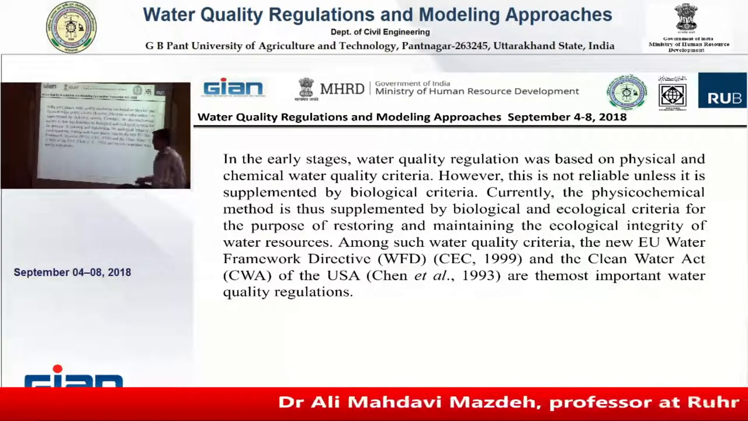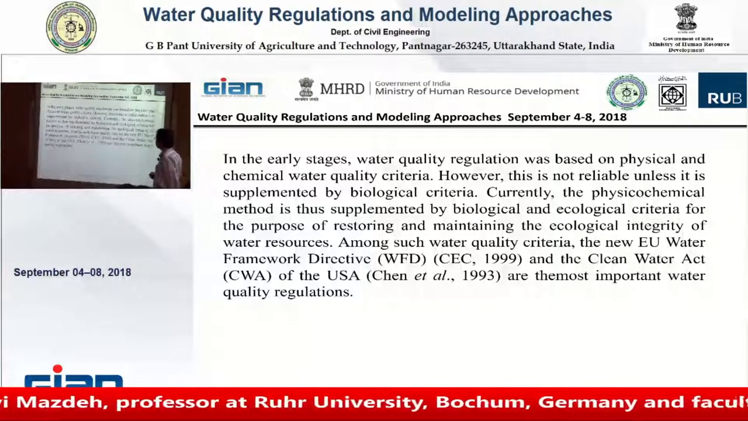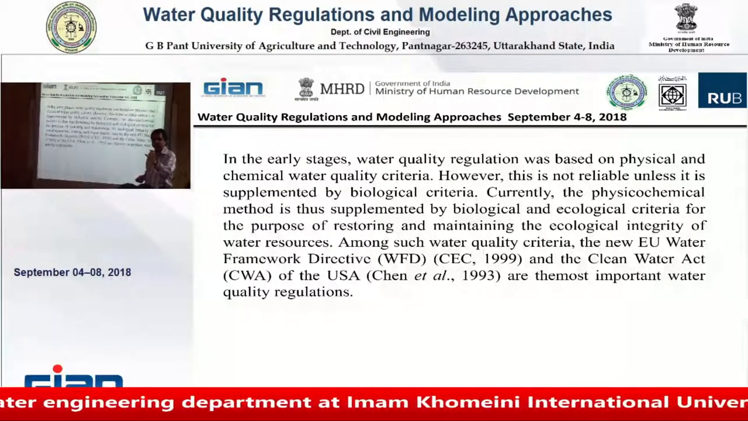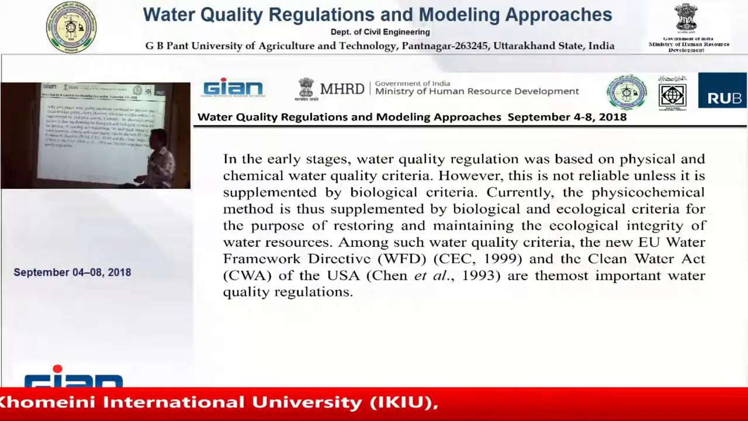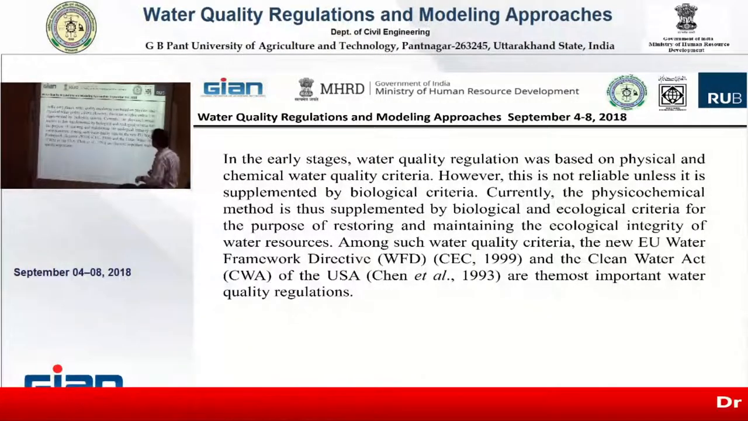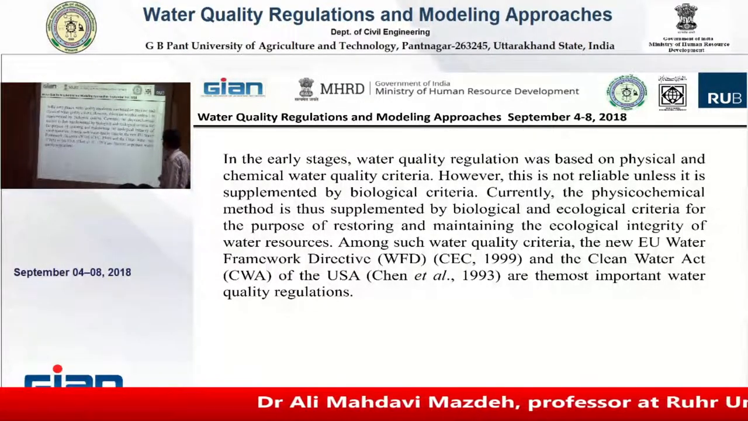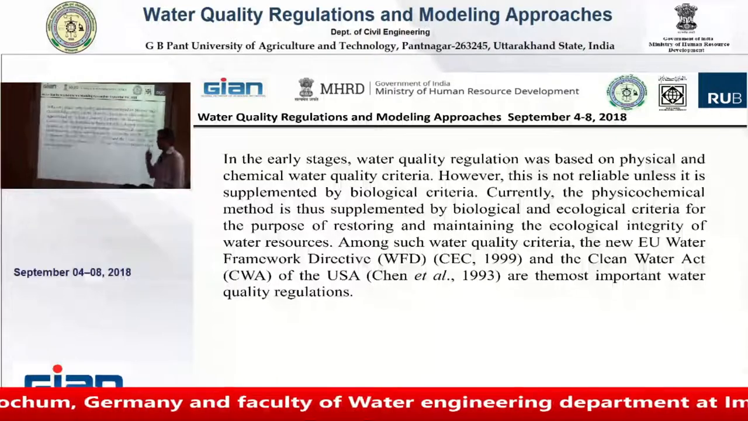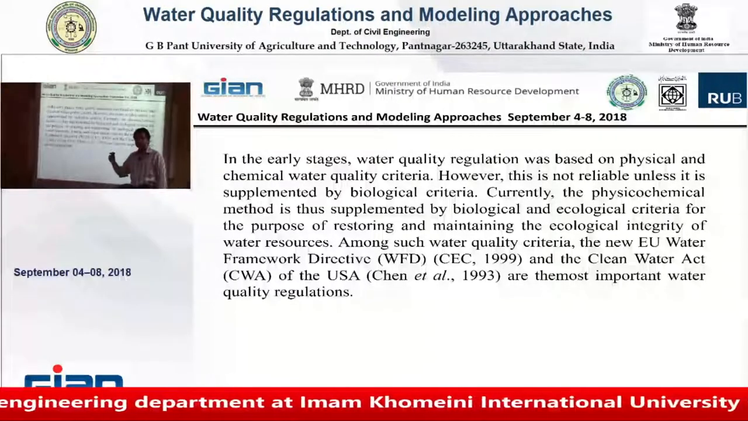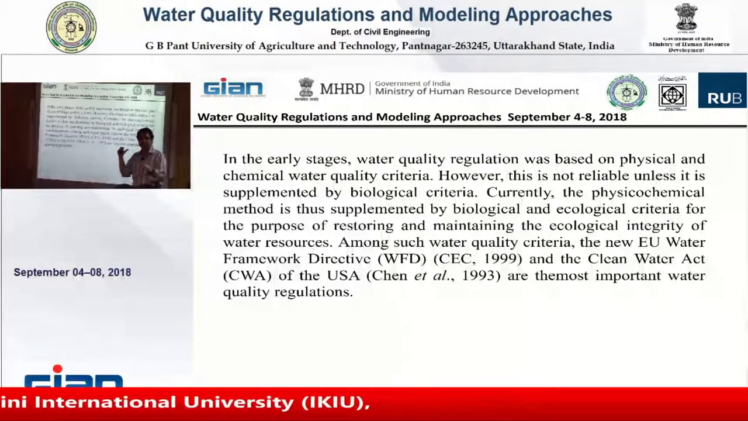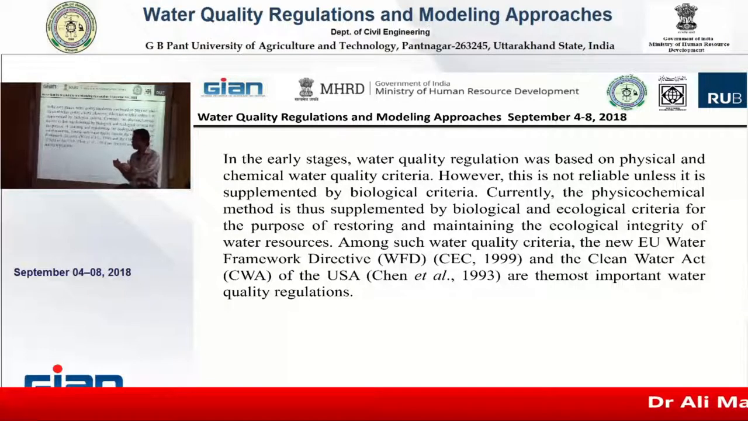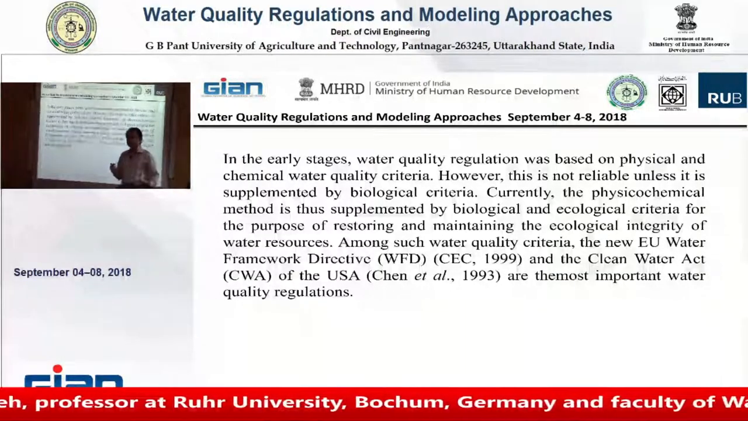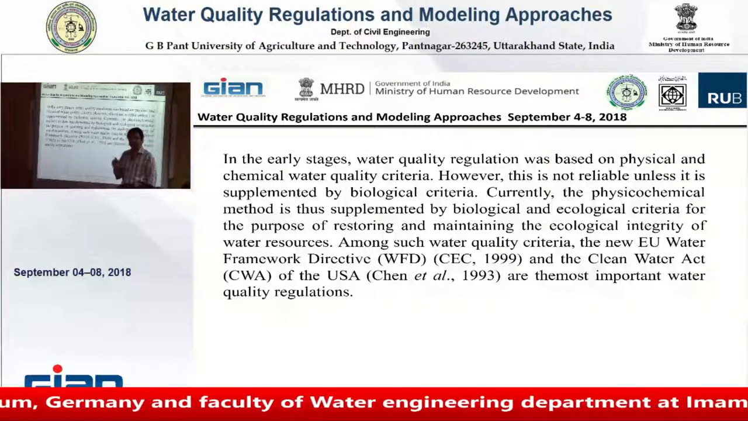So in some water regulation methods, they use chemical water quality criteria. It means that, for example, they say this kind of chemical maximum should be like this, minimum should be like this, and they consider the chemical water quality criteria. But this is not reliable, because it needs to be supplemented by biological criteria. We should be sure, like the case that we had: the water was within the standard, but when we checked the plants, they were affected. We need to see if it really hurts animals or human beings or bacteria or not.